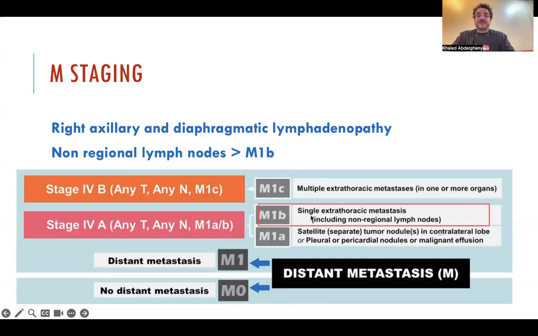We have in our case non-regional lymph nodes. We will talk about them on the scan. Multiple extrathoracic metastases, we cannot judge it in our case because our assessment is only concerned with the CT chest. This is not a full assessment for the M staging. We'll talk about the M staging according to the available scan we have here, the CT chest.